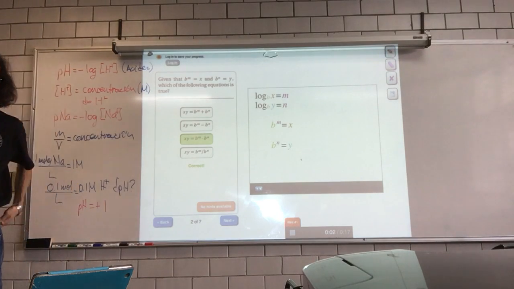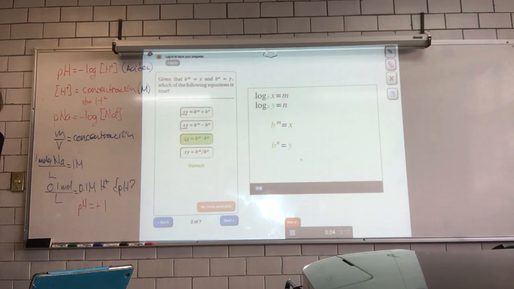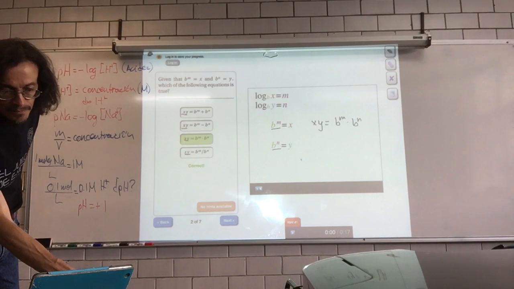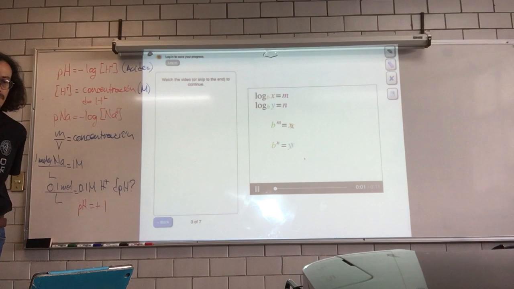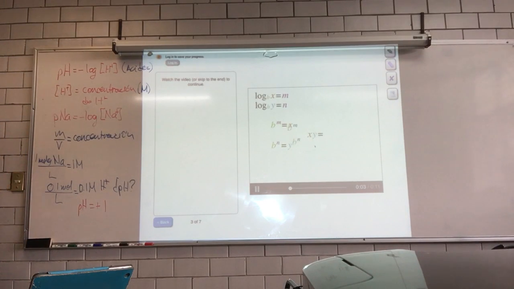All four of these choices are asking us what happens when we multiply x and y. So let's do that. We have x, y here. Now we know that x is equal to b to the n, so let's write that down. And we're going to multiply that by y, which is b to the n over here. Yes, so xy equals b to the m times b to the n.